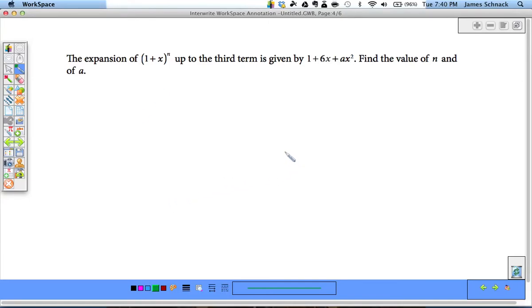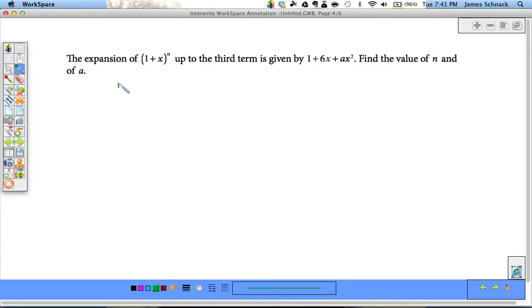Let's look at this problem. The expansion of 1 plus x to the n, where we don't know n, up to the third term is given by 1 plus 6x plus ax squared. Find the value of n and of a. Okay, so let's think about what this binomial expansion would be.